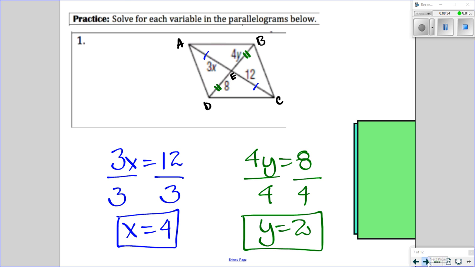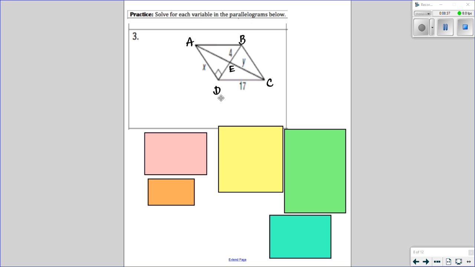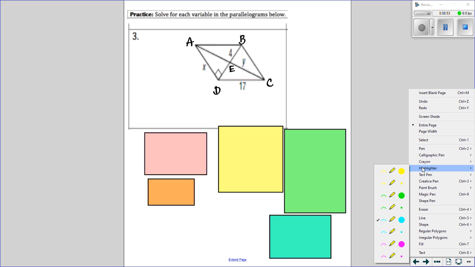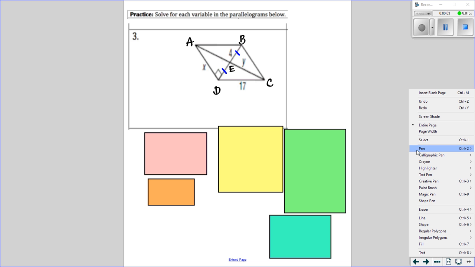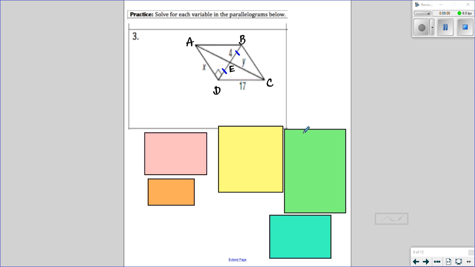Alright, let's go on to the next one. So we have a parallelogram, and again, it has the two diagonals, and we notice that there's a right angle in one of the triangles. So the first thing we need to do, well, let's see. I'm going to just mark those up first based on what I know about the diagonals. So I know that ED is congruent to EB, and we have AE congruent to EC.